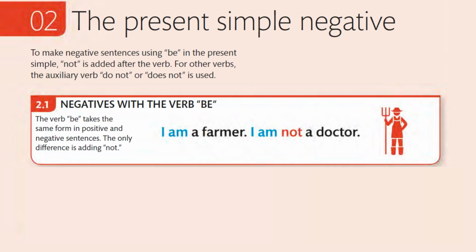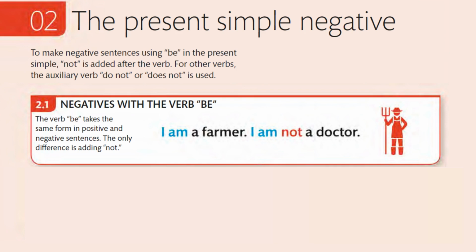The present simple negative. To make negative sentences using be in the present simple, not is added after the verb. For other verbs, the auxiliary verb do not or does not is used.